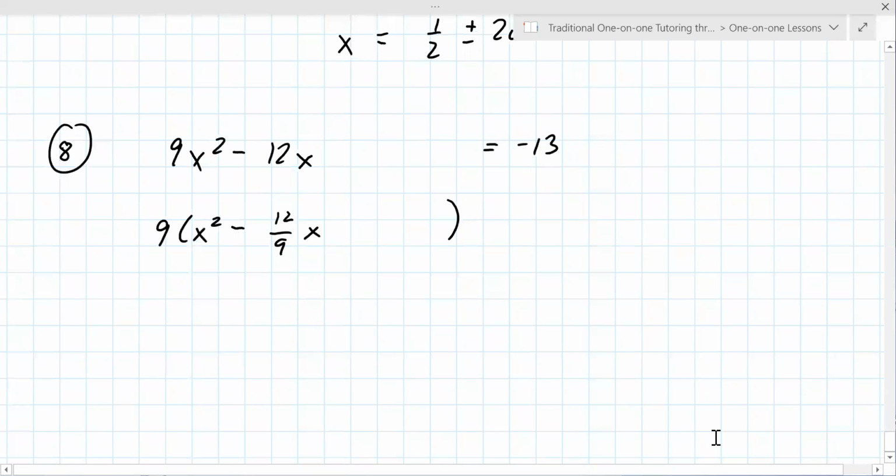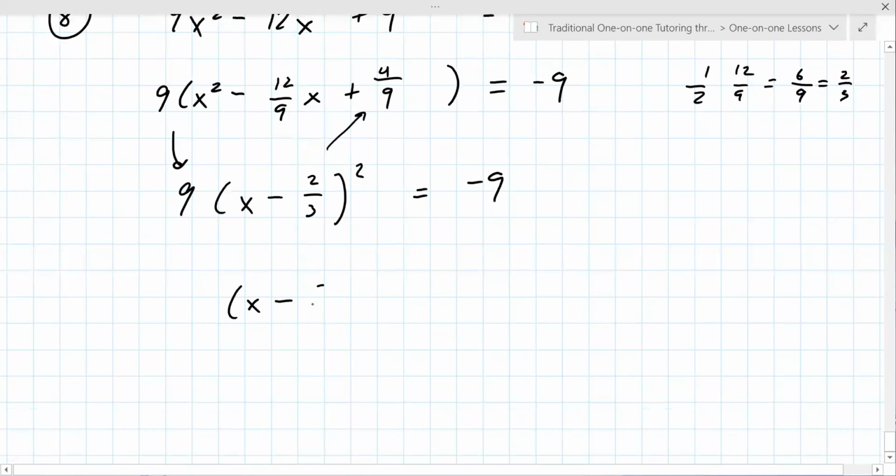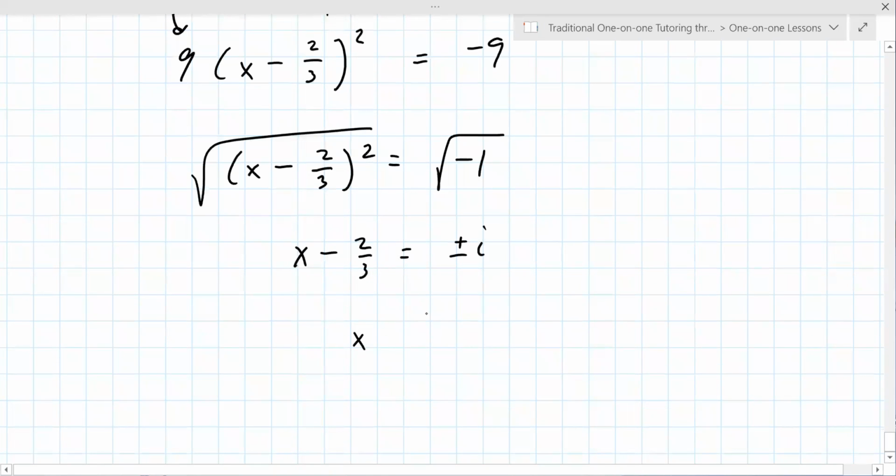Probably a formula would be better here, and this reduces to 4/3, but I'll leave it like that for the moment. So now you take half of this: half of 12 over 9 is 6 over 9, or 2/3. So it becomes x minus 2/3 squared. You square it and put it back here, so that's 4/9 plus 4. And you bring the 9 down. So you get x minus 2/3 squared equals -1. Take the square root of both sides. x minus 2/3 equals plus or minus i. So x equals 2/3 plus or minus i.